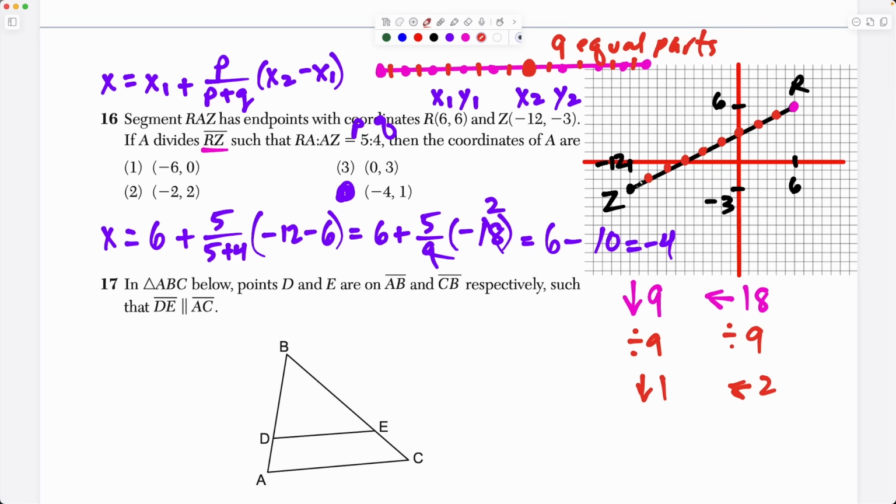And eventually I get to point Z. And notice I have 1, 2, 3, 4, 5, 6, 7, 8, 9 equal segments. And A is separating segment RZ into a ratio of 5:4. So that's 1, 2, 3, 4, 5. A would be located over here.